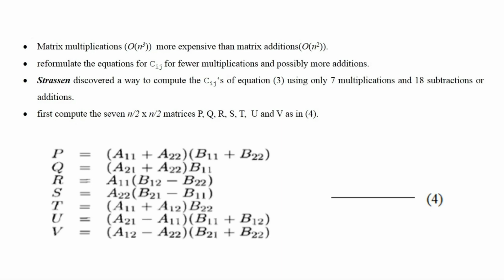So first we need to compute the 7 n by 2 cross n by 2 matrices P, Q, R, S, T, U and V. So he has defined these submatrices by using this formula. So P is nothing but A11 plus A22 into B11 plus B22. Q is equal to A21 plus A22 into B11. R is equal to A11 into B12 minus B22. Similarly, these values.